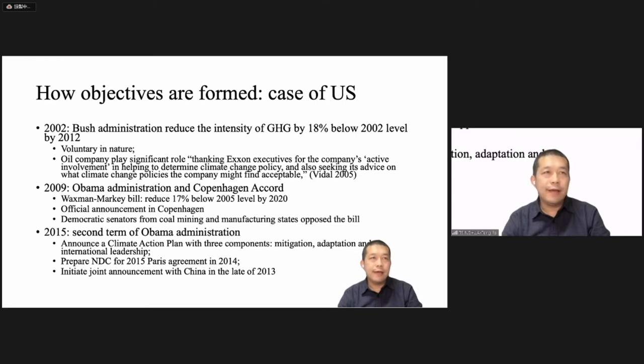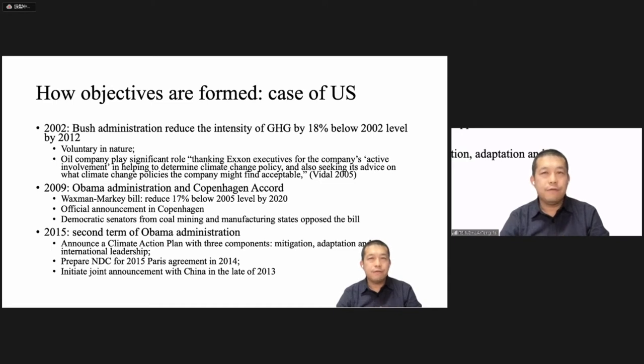And then in 2009, when Obama took office in the White House in his first term, he was facing the negotiations on the Copenhagen Accord, which happened in 2009. At that time, Obama, together with his colleagues in the Congress, tried to move a bill aimed at reducing US emissions by 17% below the 2005 level by 2020.